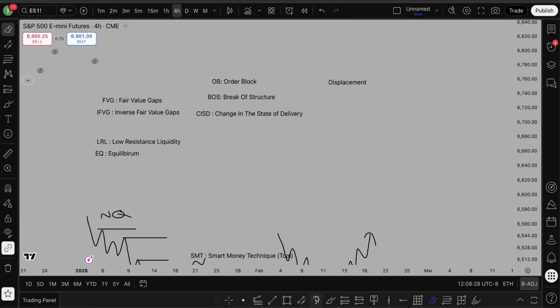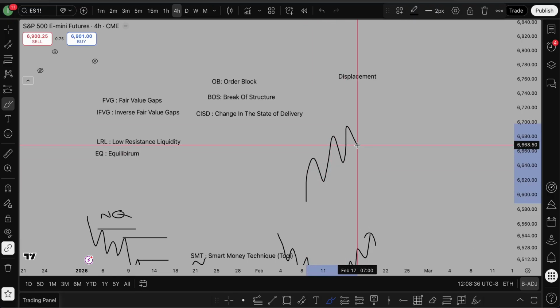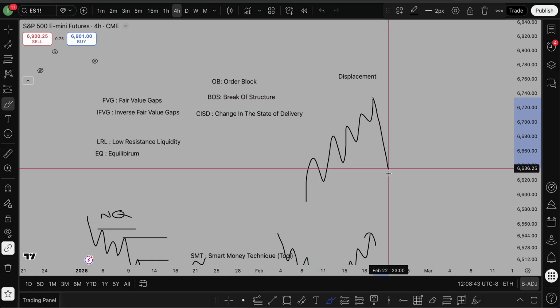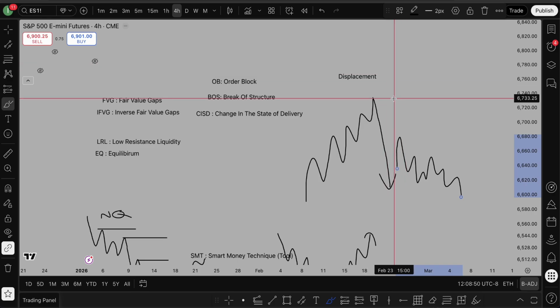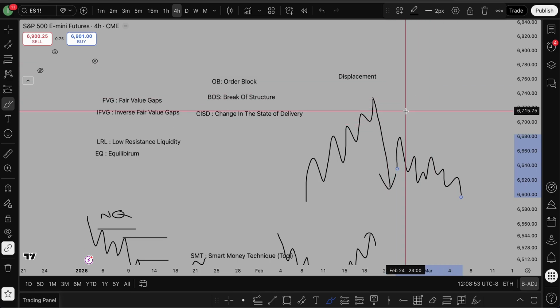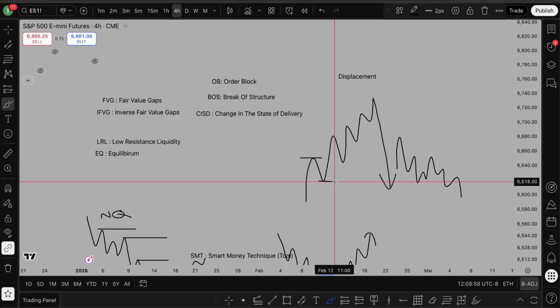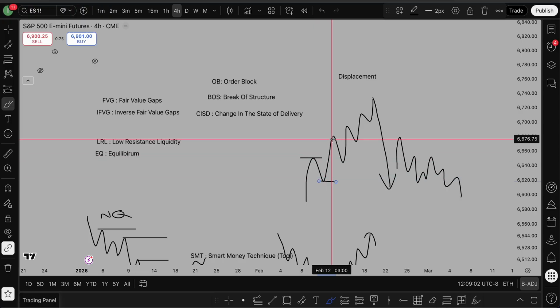Okay. Moving on, we have displacement, okay? So let's say that we were trending higher, right? Just like so. And in order for us to have displacement lower, I want to see something like this, right? And maybe we start trending, but all that displacement means is that we are displacing levels of price. So here we had a swing high, okay? Swing low. What did we do here? We moved up and we displaced higher.